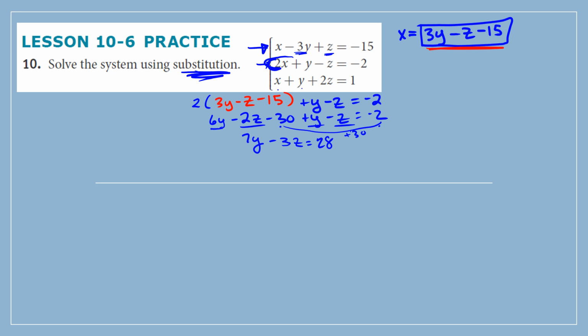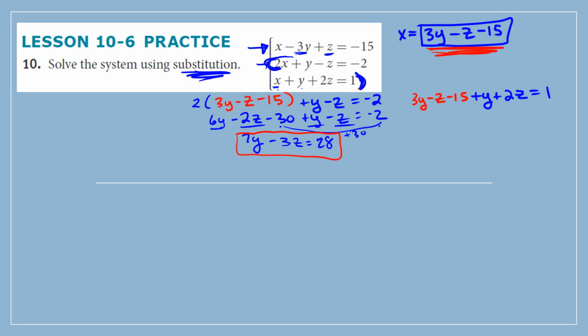All right, so here I have an equation in two variables, y and z, right? Now if I take this third one and make the same substitution for x, putting this stuff in for x, I'll end up with another equation with no x in it. So I would have my 3y minus z minus 15, and taking this whole equation, I just plugged in this part, plus y plus 2z equals 1.